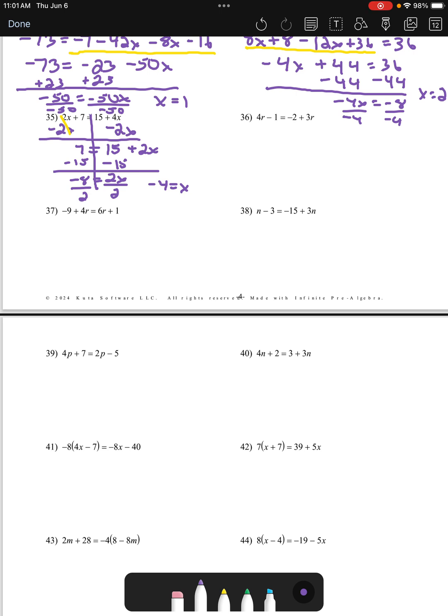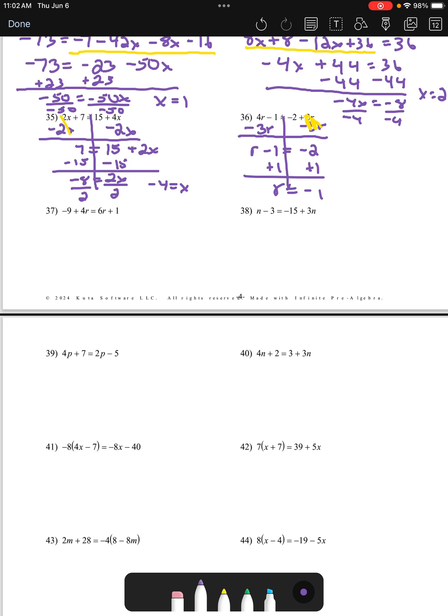In number 36, which is smaller, 4r or 3r? 3r is smaller, so we're going to want to move it. Because it's positive, we move it with subtraction. On the left side here, we have 4r minus 3r. Well, that's just r. Minus 1 equals negative 2. And the 3r and minus 3r are canceled out. To solve the equation, we add 1 to both sides. r is equal to negative 1.